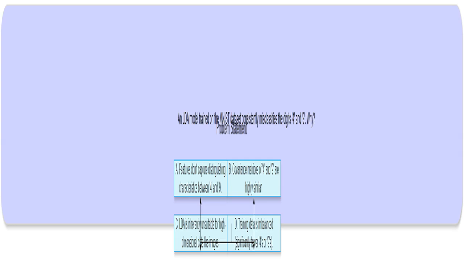I'm analyzing a problem where a linear discriminant analysis, LDA, model, trained on the MNIST handwritten digit dataset, frequently confuses the digits 4 and 9. I need to figure out why this is happening.